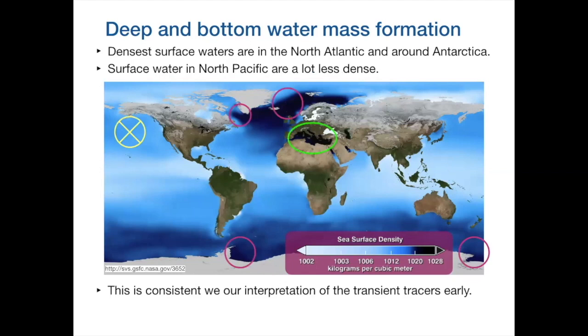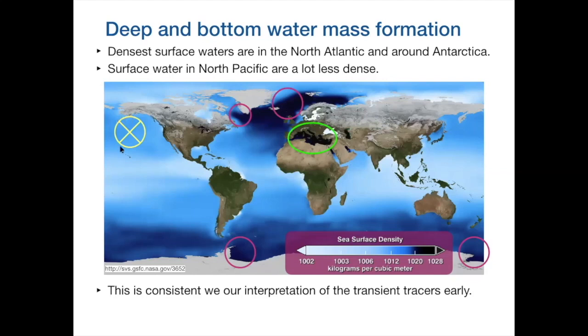So this is a plot of the density of the surface ocean. The dark blues are higher densities, the light white colors are lower density surface water. So you'll notice that the reddish circles highlight some of the densest surface water. So North Atlantic and around Antarctica. This green one shows that there is dense water in the Mediterranean as well.